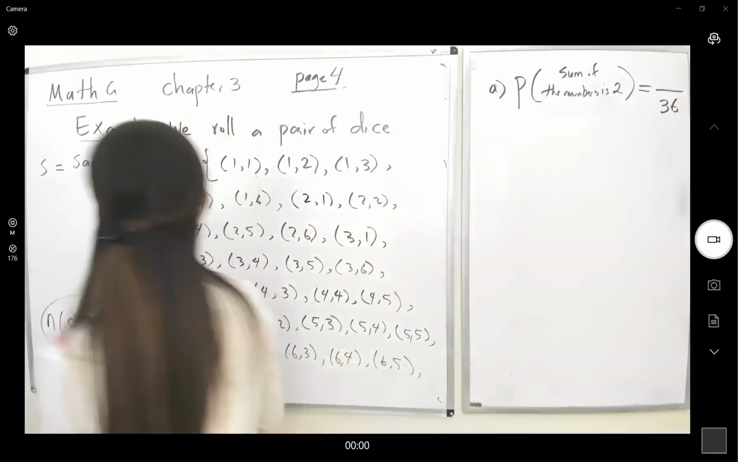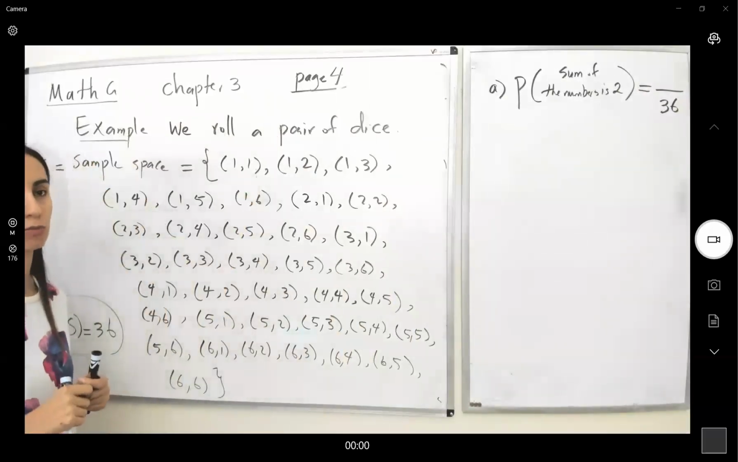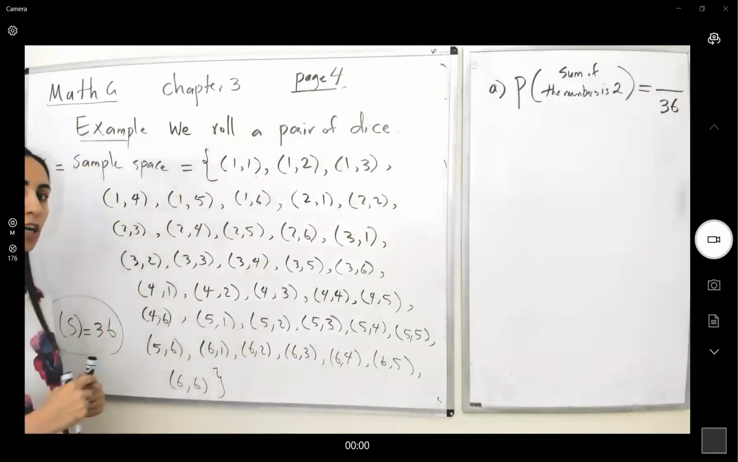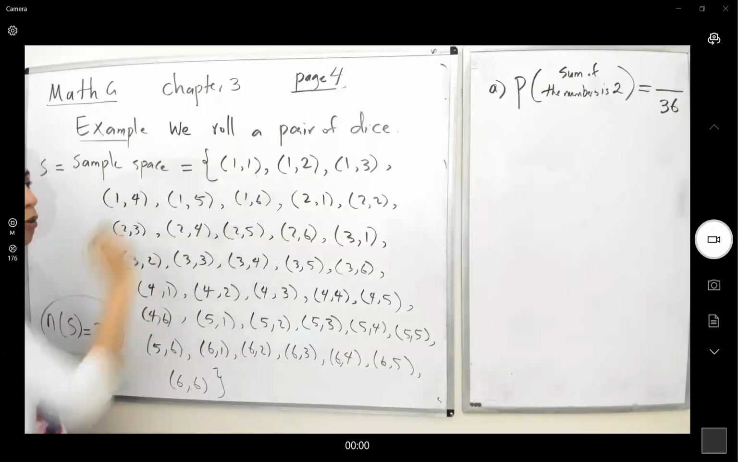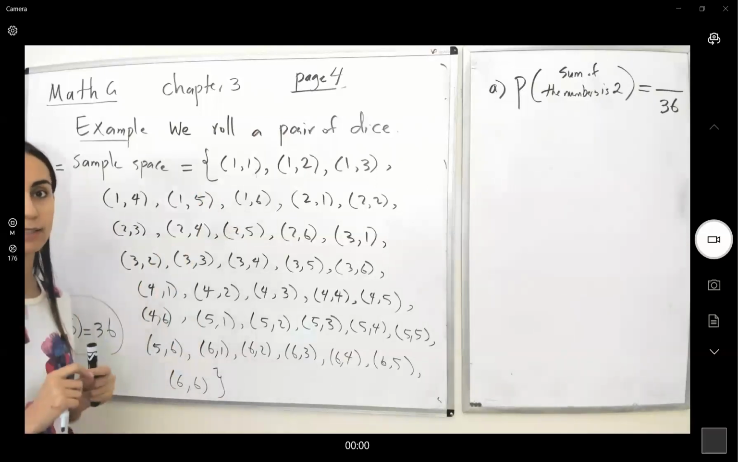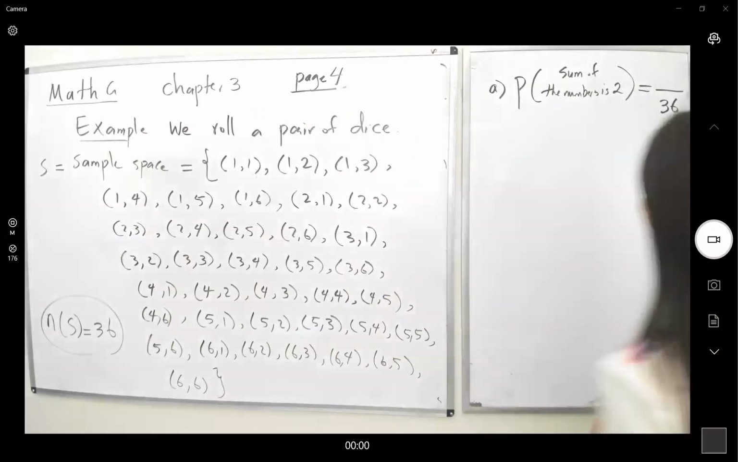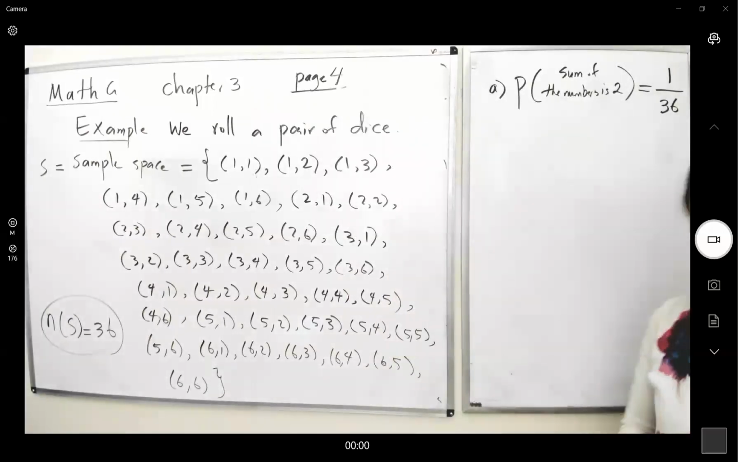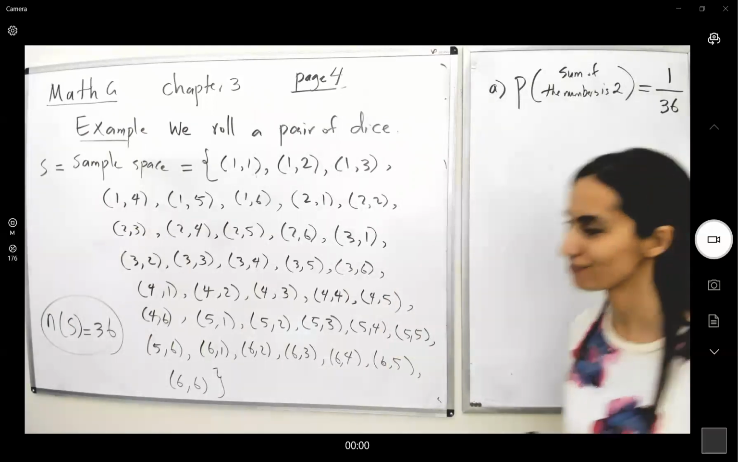The sum of 1 and 1 is equal to 2. Do you see any other pair where the sum is equal to 2? No. This is the only one. So this event has only one member. So the cardinality is 1. 1 out of 36.